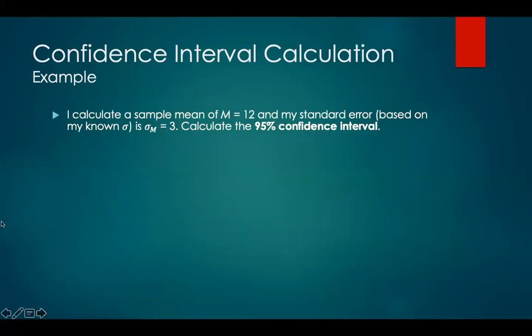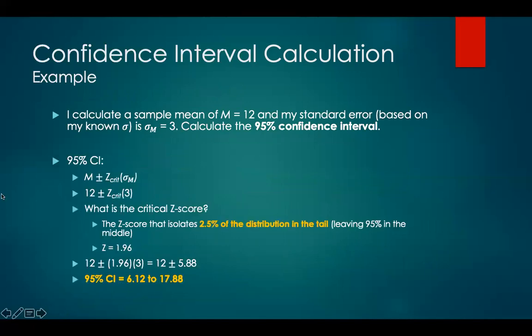So let's say I calculate a sample mean of 12, and my standard error based on my known standard deviation for the population is 3. Now let's calculate the 95% confidence interval. All right, so my formula is the mean plus or minus the critical z times the standard error. Now we have a mean of 12, so we'll sub that in for m, plus or minus the critical z-value times 3, which is our standard error. So what is that critical z-score? Now the z-score that isolates 2.5% of the distribution in the tail is what we need here, because we're looking for a 95% confidence interval.